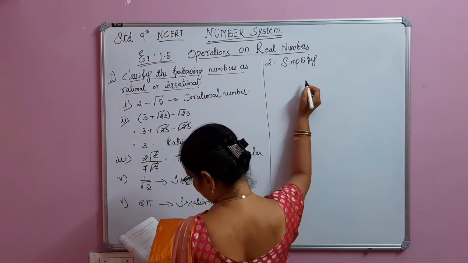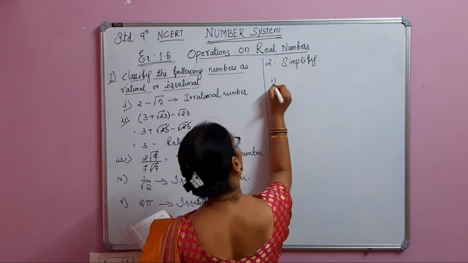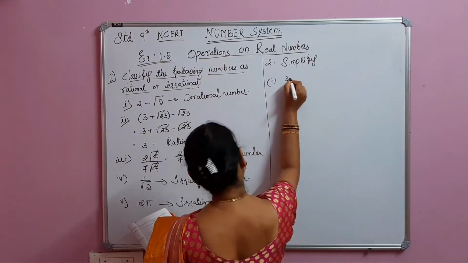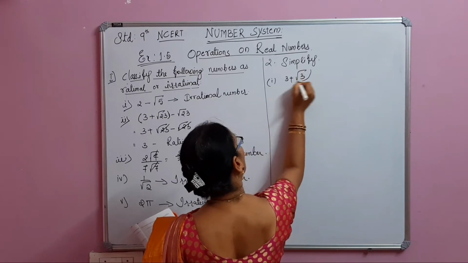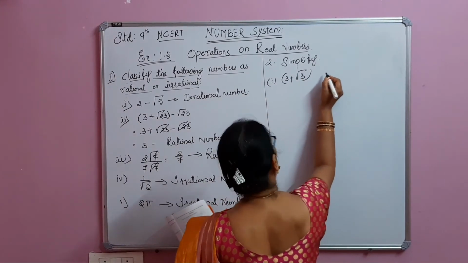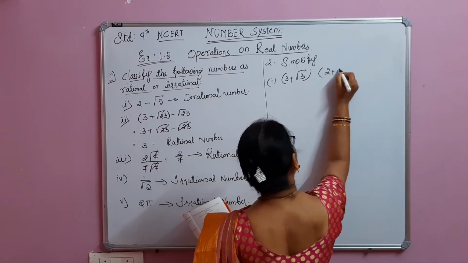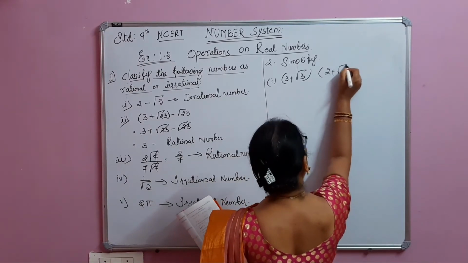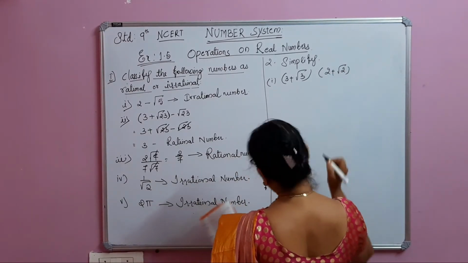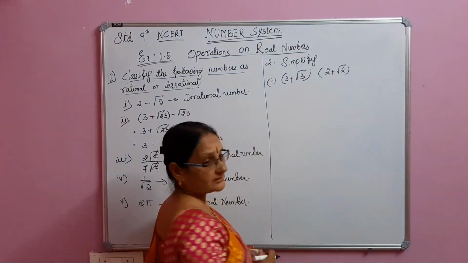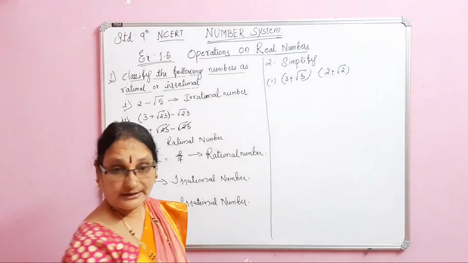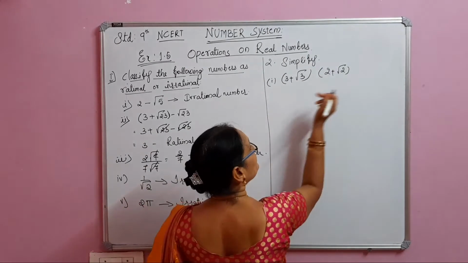Simplify. First one: 3 plus root 3, 2 plus root 2. We have to simplify. See, simplify means what? Multiplication. You have done binomials before. In the same way you can do it here.